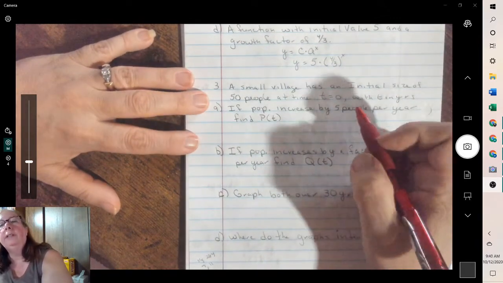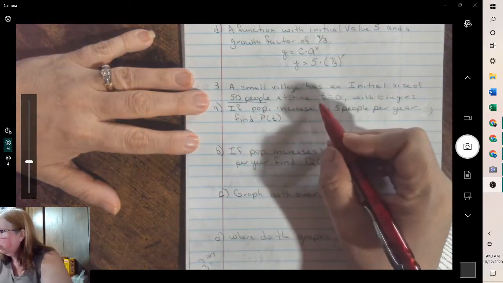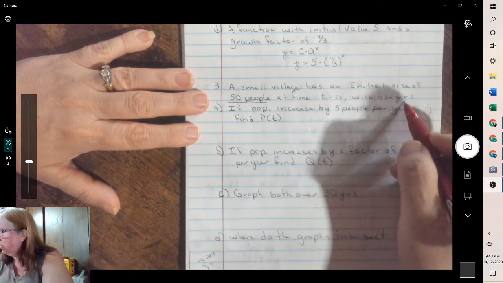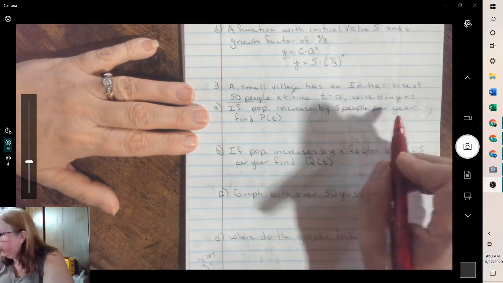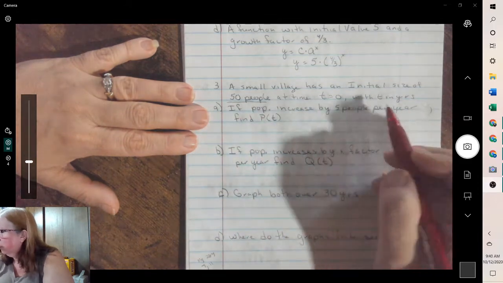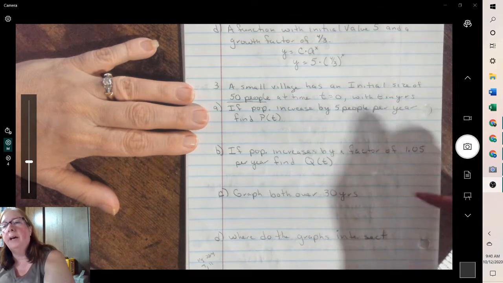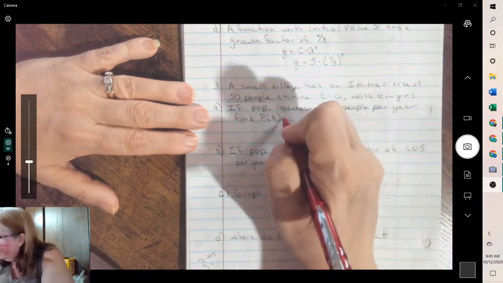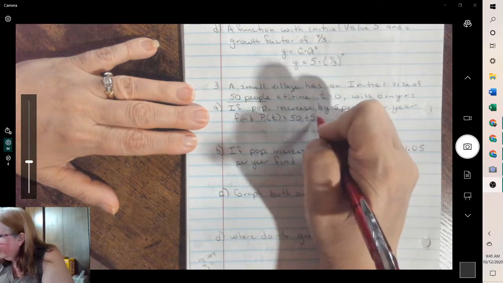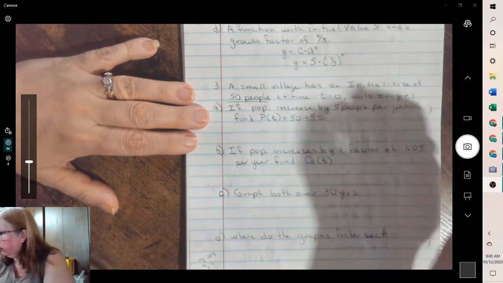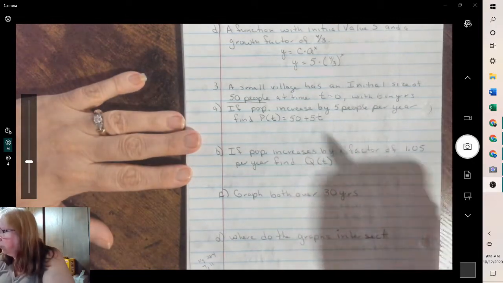A small village has an initial size of 50 people at time t equals 0, with t in years. If the population increases by 5 people per year, find an equation P of t. 5 people per year, it's the same amount each year, 5 plus 5 plus 5. So our starting amount, 50, plus 5t. So 50 plus 5t, because it's 5 each year.